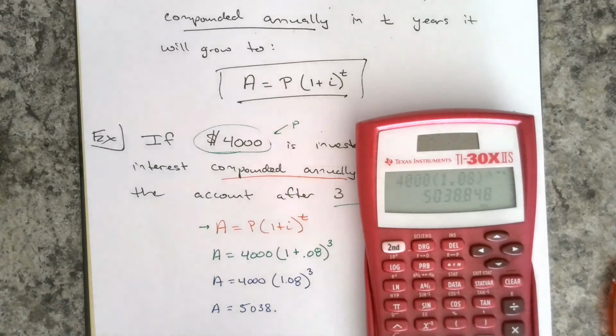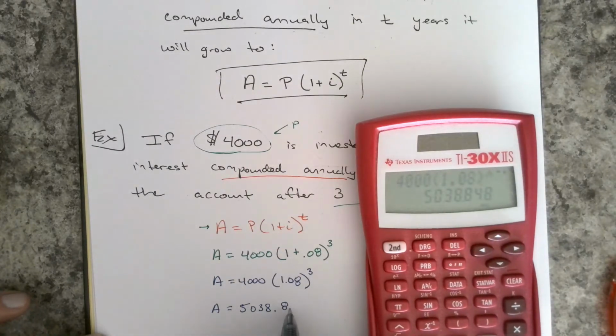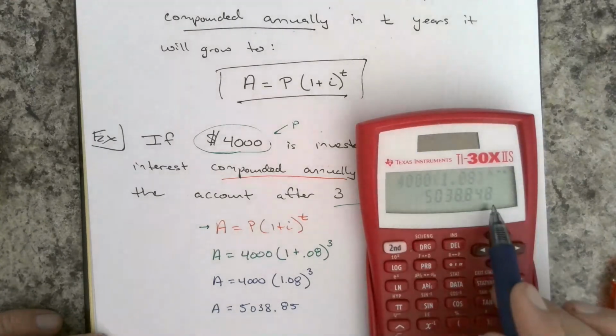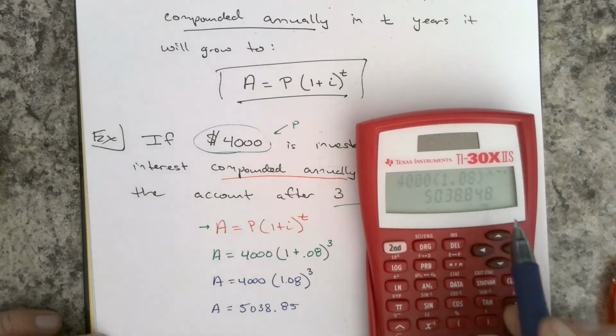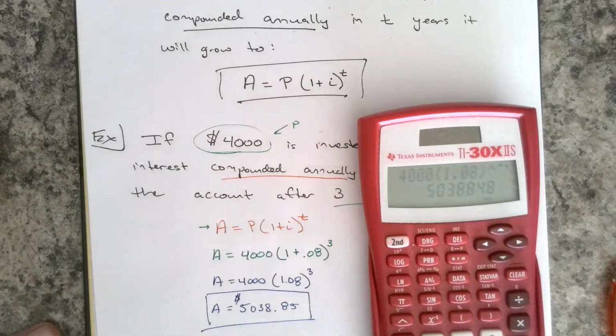Now remember, this represents money, so I'm going to round that to 2 decimal places for the cents. So 0.85, because that 8 rounds that 4 up. Remember, if you're rounding, it's based off of the number coming after the last digit you're trying to round to. Being 5 or above, you round up. 4 or below, you keep it the same. So A equals $5,038.85. And that would be your answer.